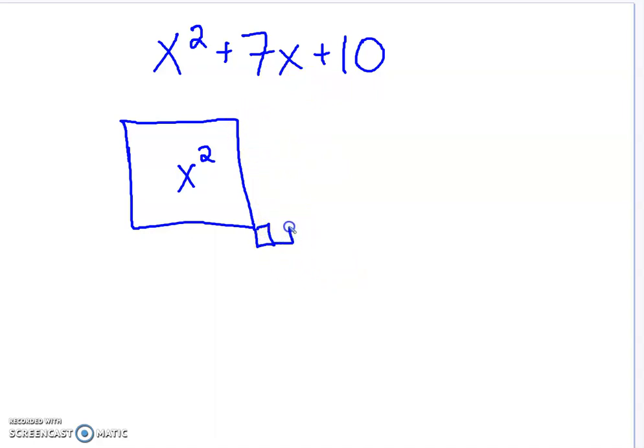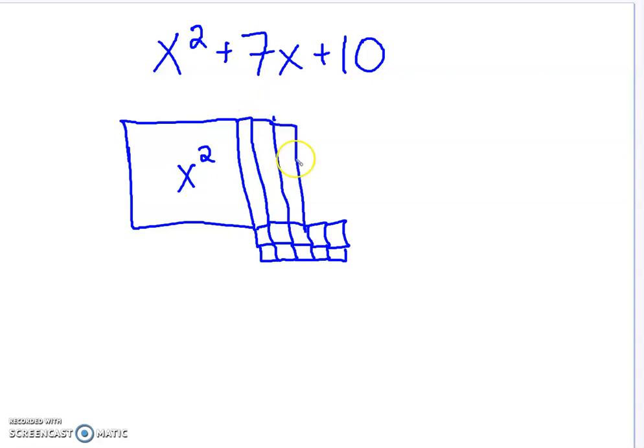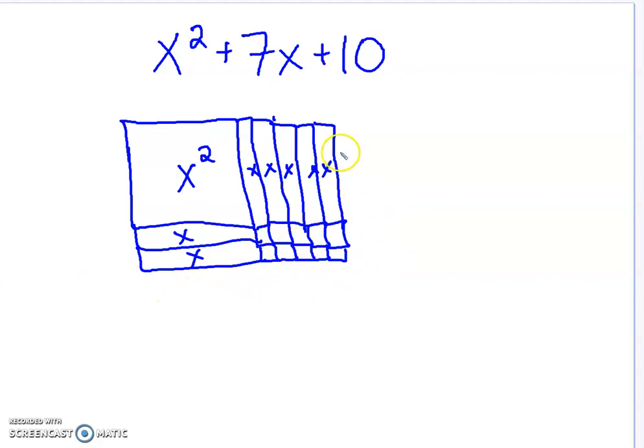I would start by trying to arrange these 10 ones in some formation that will allow me to place 7 x tiles. If I place them like this, I'm going to be able to place 1 x tile, 2, 3, 4, 5, 6, and 7. So that works. Although my drawing is not rectangular, this would be a perfect rectangle if you were to use actual algebra tiles. To find the factors, we look at the base and the height.